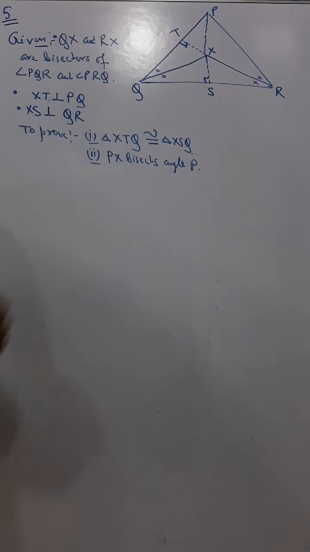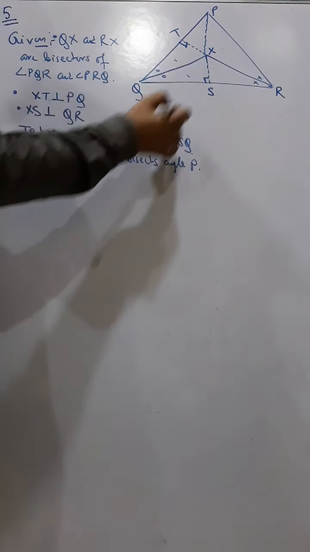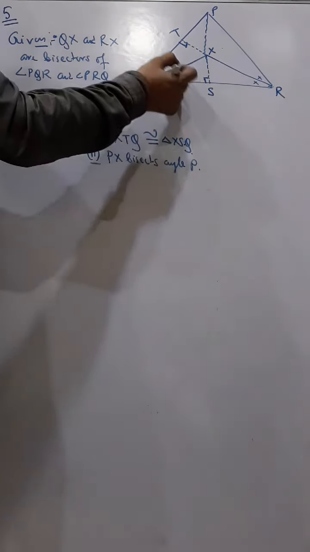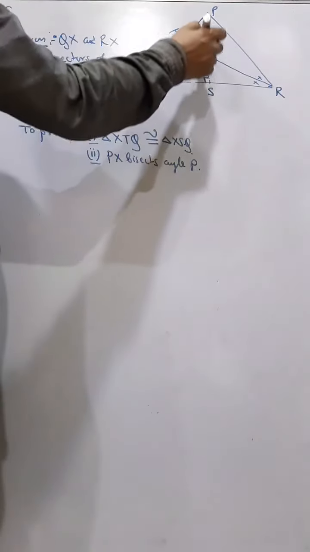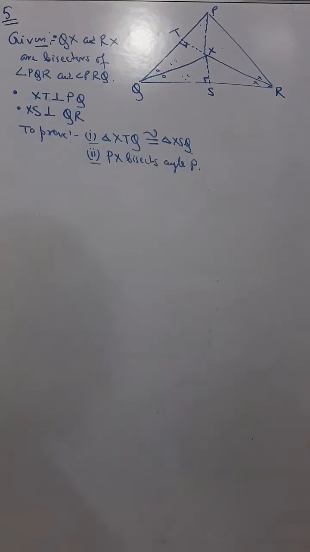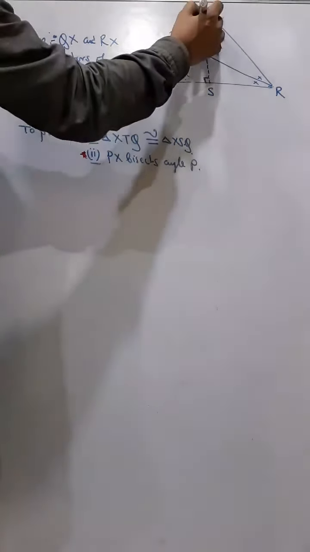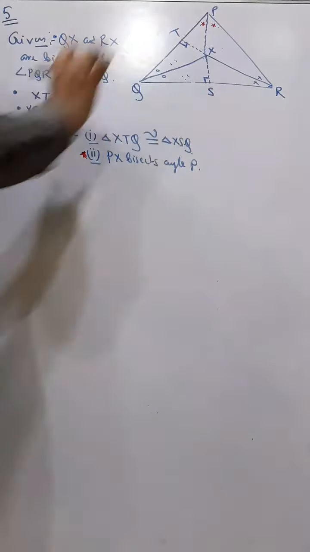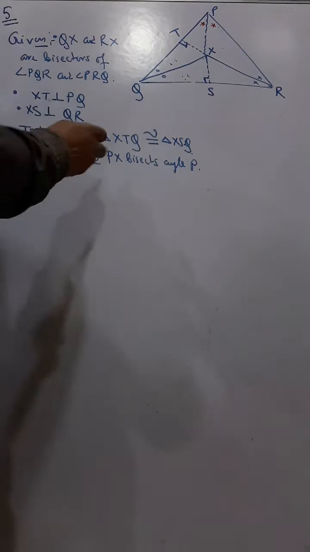Now what you have to prove? Naturally we have to prove these two triangles congruent. So this we can prove easily, we know all the 3 points given. And then we have to prove PX bisects angle P. That means we also have to prove that this equal to this. So we have to prove this for number 2. But number 1 is pretty easy, so let's do number 1 first.